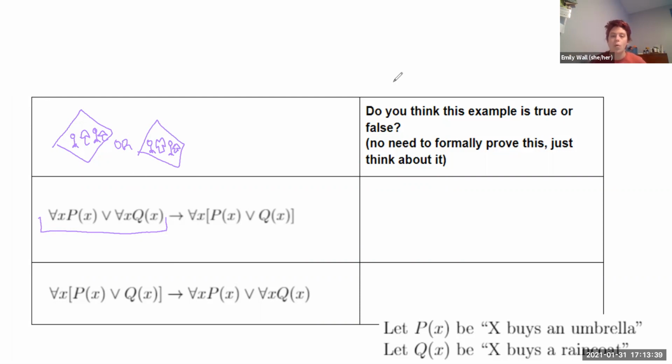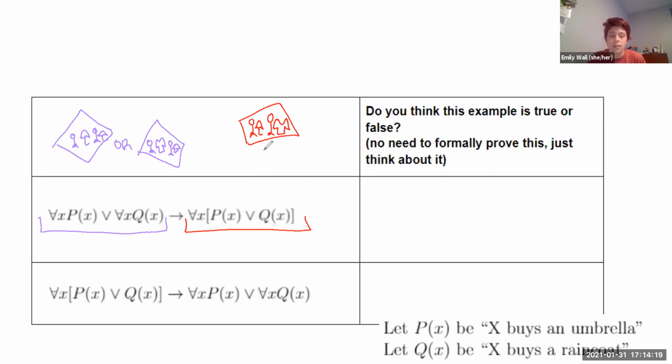Now, what would this statement translate to in this domain of two people? What are the cases this could be? The for all x, p of x, or q of x means that both people, or everyone in our domain, either has a raincoat or an umbrella. But we don't necessarily have to have it so that they both have the same thing. So we could have that one person has an umbrella and one person has a raincoat. That would be a valid case where this statement would be true.